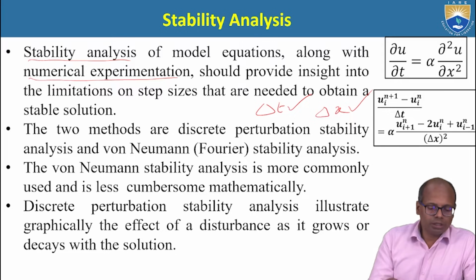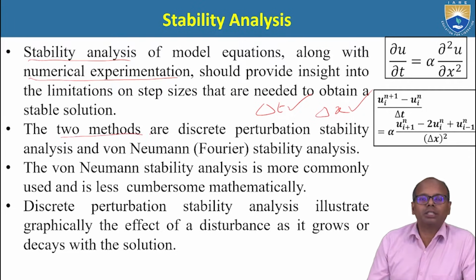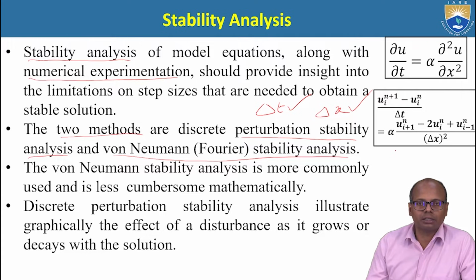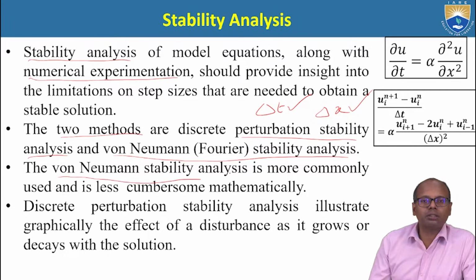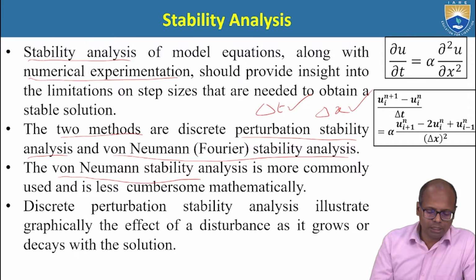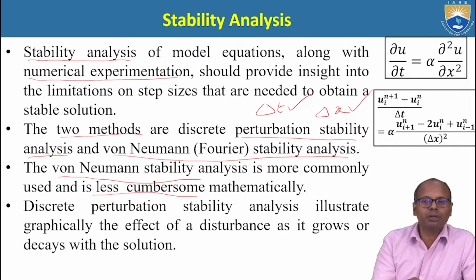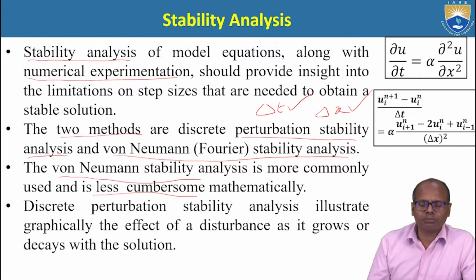Now, there are two methods in doing this stability analysis. One is the perturbation stability analysis. The other one is von Neumann stability analysis. These are the two stability analyses that are generally done. The von Neumann analysis is more commonly done because it is less cumbersome, because mathematically it is simpler than the discrete perturbation analysis. That is why we generally go for the von Neumann stability analysis.